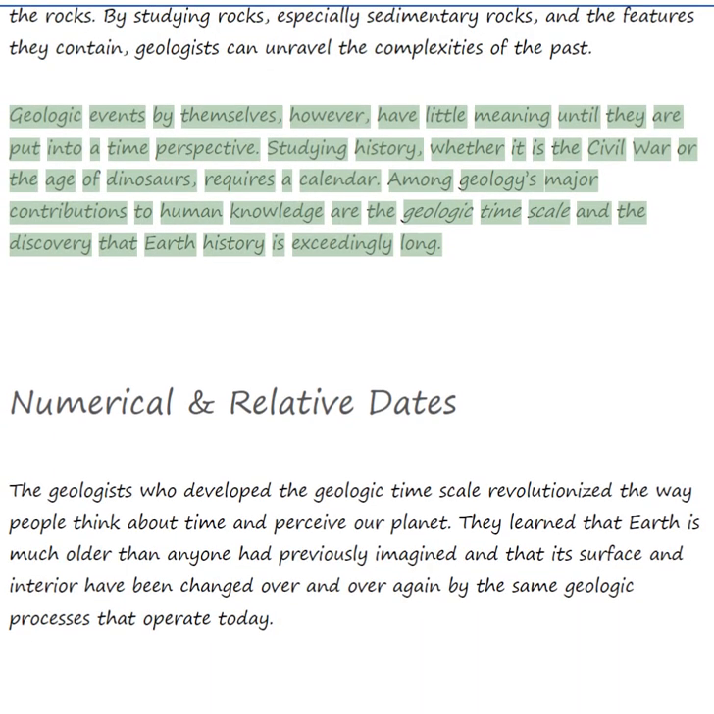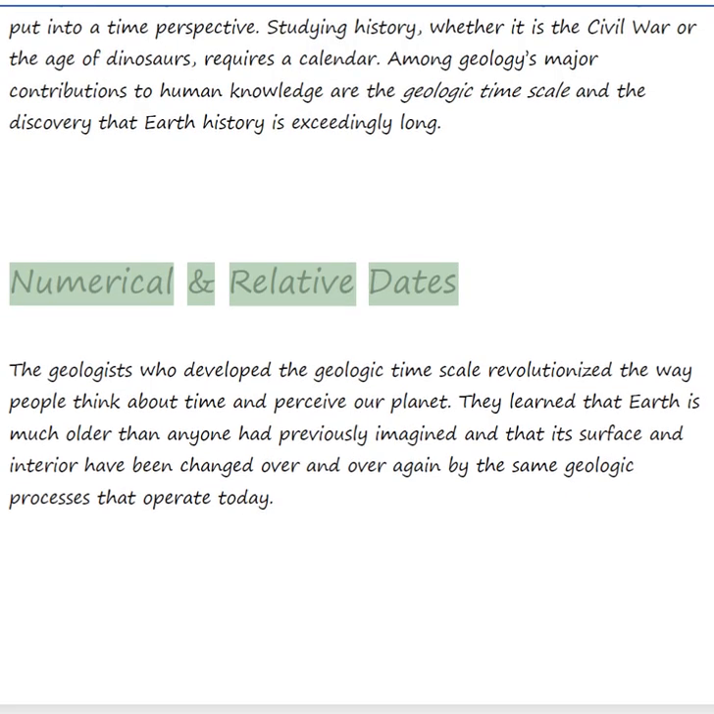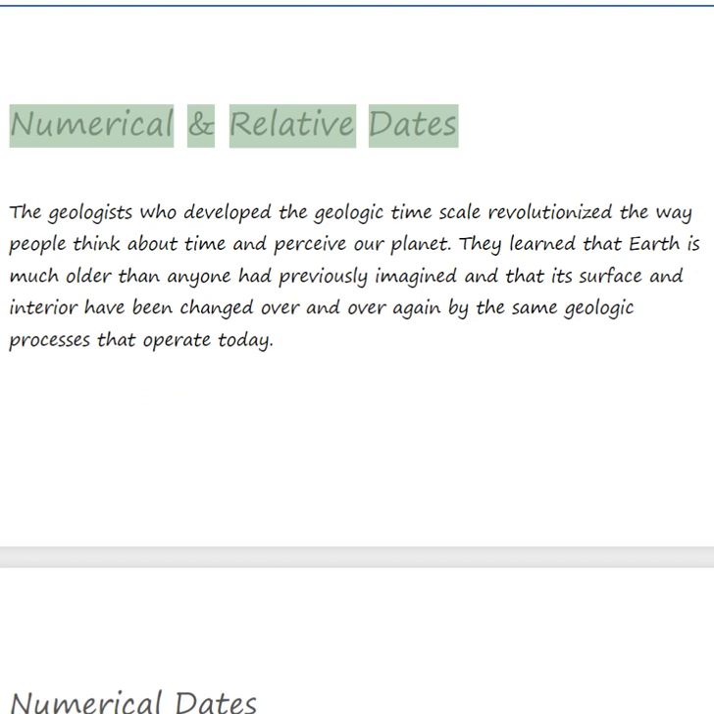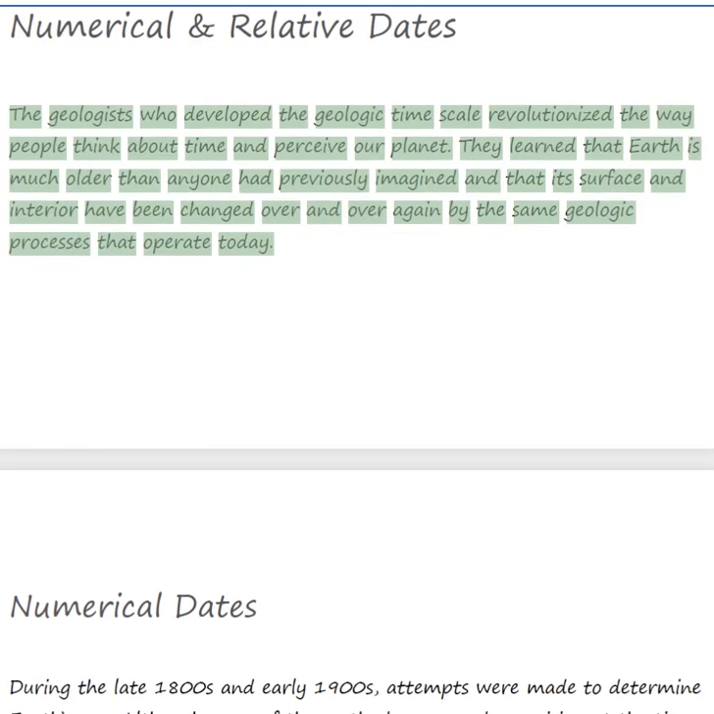Geologic events by themselves, however, have little meaning until they are put into a time perspective. Studying history, whether it is the Civil War or the age of dinosaurs, requires a calendar. Among geology's major contributions to human knowledge are the geologic time scale and the discovery that Earth history is exceedingly long. Numerical and relative dates. The geologists who developed the geologic time scale revolutionized the way people think about time and perceive our planet. They learned that Earth is much older than anyone had previously imagined and that its surface and interior have been changed over and over again by the same geologic processes that operate today.